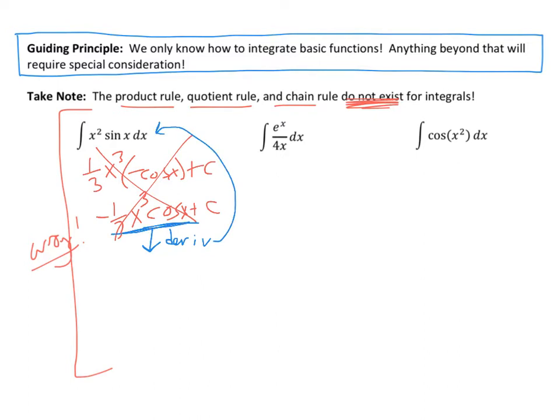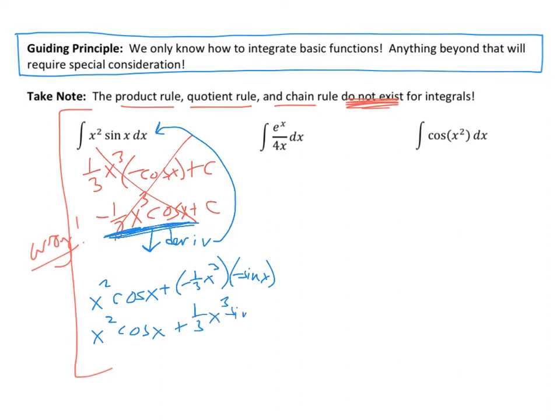But if I was going to take the derivative of this, I would need to do the product rule. I would need to do the derivative of the first thing. That would be x squared, and I would leave the cosine x alone. And then plus, I would leave the negative 1/3 x cubed alone and do the derivative of the cosine, which is negative sine x. And then the derivative of the c is 0. I got x squared cosine x plus 1/3 x cubed sine x. Notice that this thing I got at the end is not this.